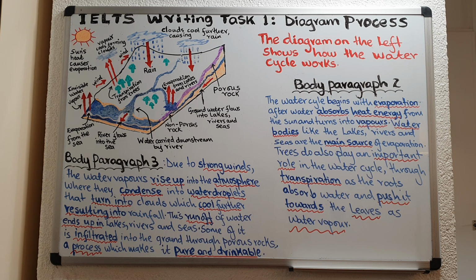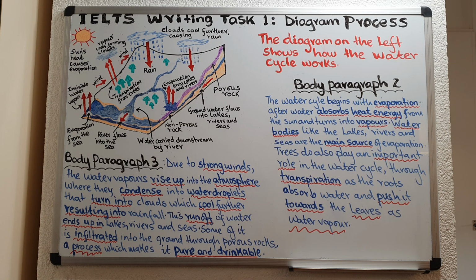We are explaining the first step in the water cycle, and that is evaporation. Evaporation meaning the sun heats up the water bodies like the lakes, rivers, and seas, and as a result of that we have evaporation, which turns into vapors. But also we have another source of evaporation, and that is trees, according to our diagram. We have evaporation from the sea and we have transpiration from trees. So that is the first step.